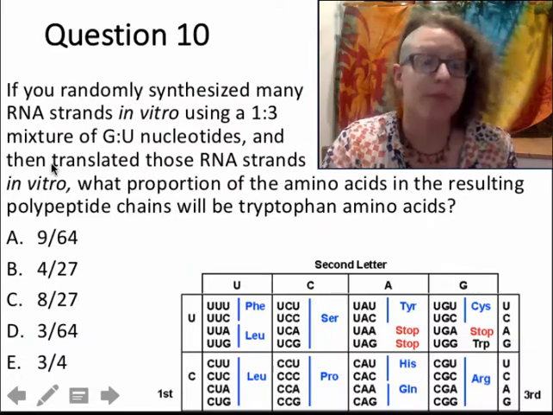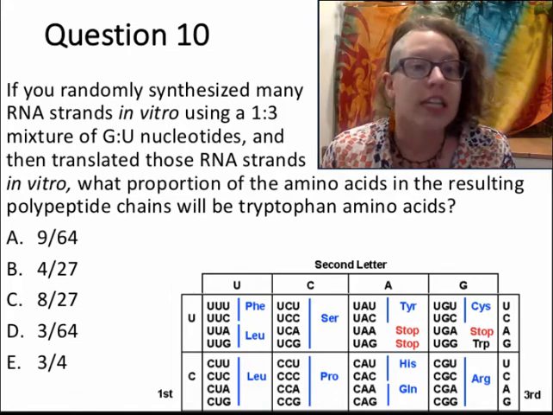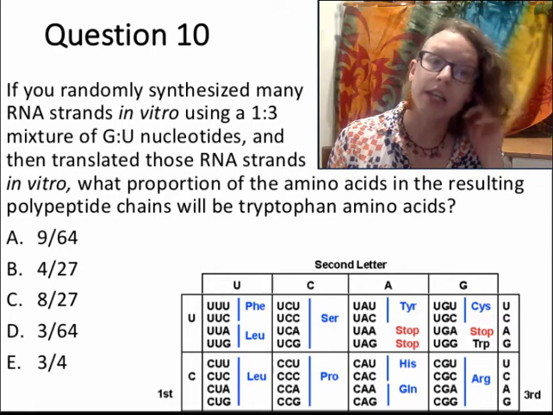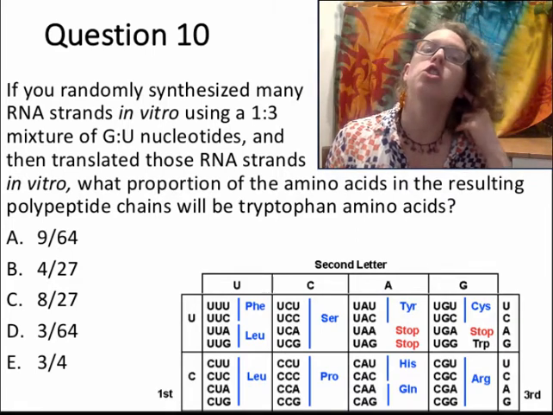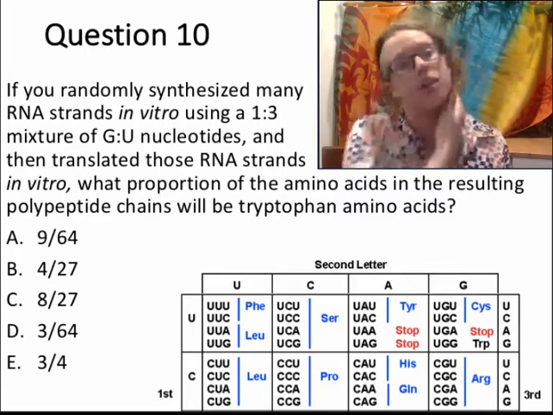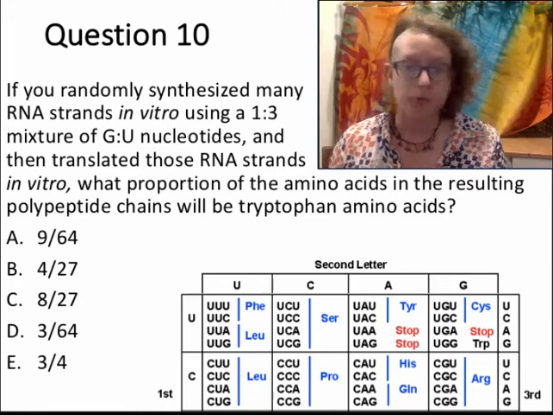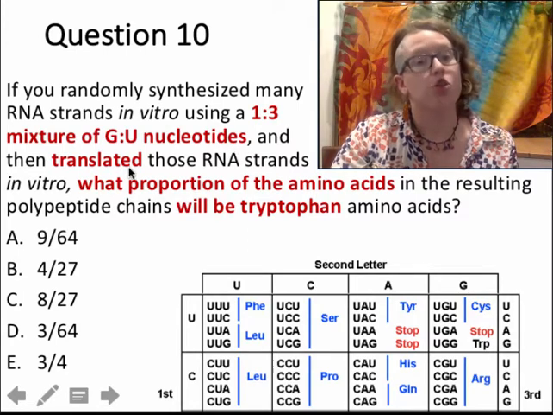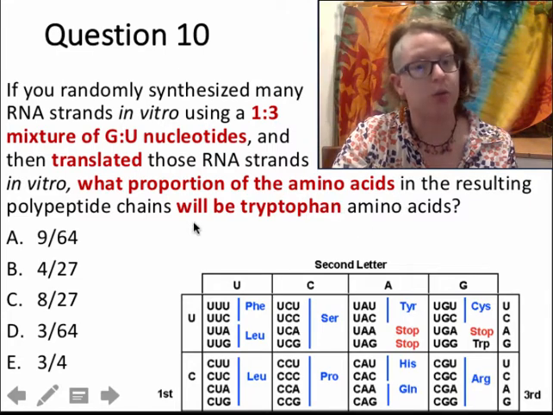So, question 10. If you randomly synthesize RNA strands in vitro using a 1:3 mixture of G and U nucleotides and then translated those strands into proteins with amino acids, what proportion of amino acids in the resulting polypeptide chains would be tryptophan? So, we've got a 1:3 mixture of G to U nucleotides that we're going to translate, and we want to know what proportion of the amino acids will be tryptophan.